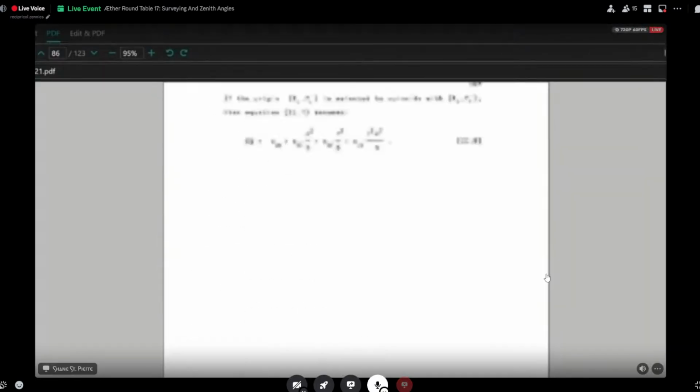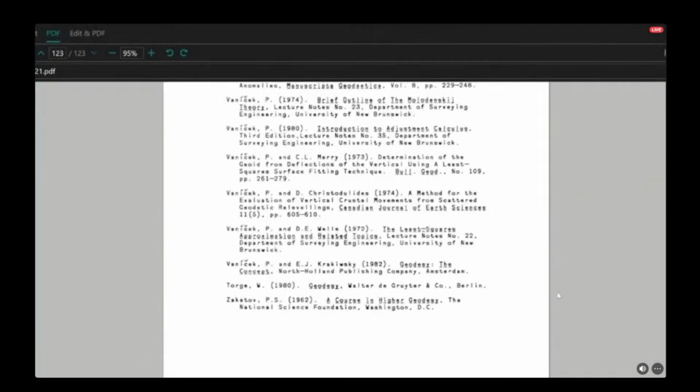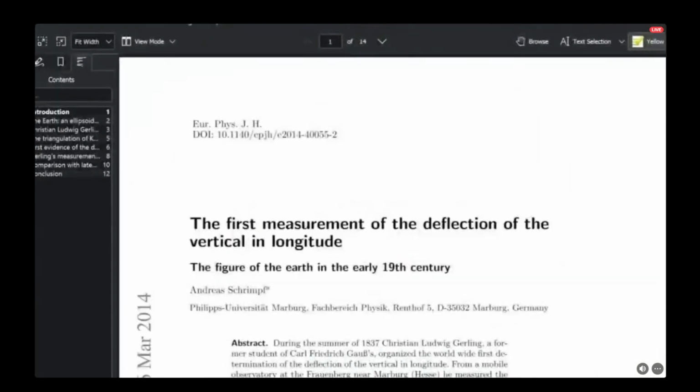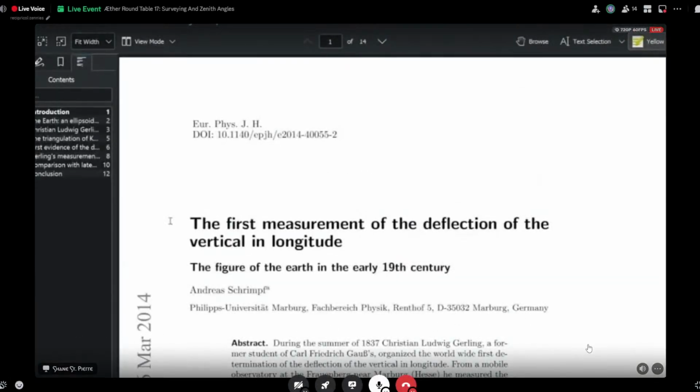Yes. Wow. And let's continue with the next paper with the same topic. It's the first measurement. I was just going over papers that go over the deflection of the vertical and marking how they impact the exact measurements that they're trying to use them with. So it's kind of like a third avenue of attack.